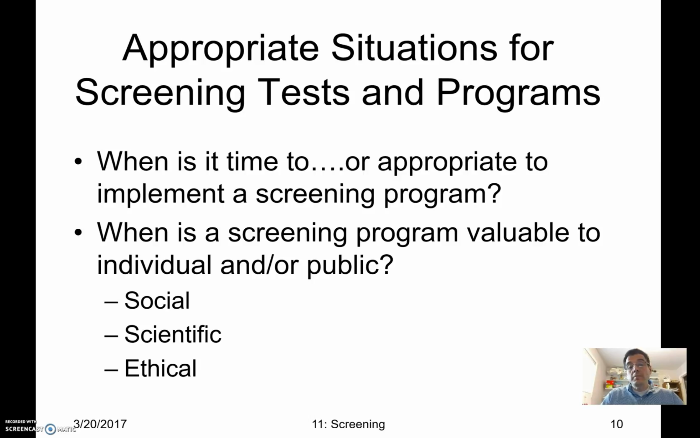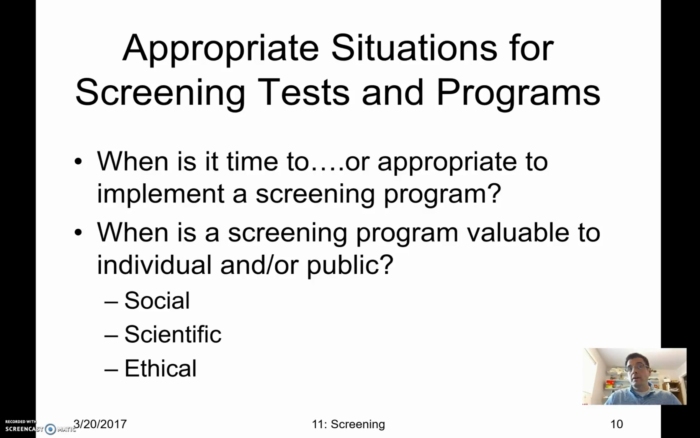So it really comes down to, when we talk about screening tests, that we need to understand that there are appropriate situations for screening tests and programs, and when they are to be implemented. Screening tests are not just to gather information, and there is a time and appropriate scenario when they should be implemented. Some of that you need to look at is how valuable that screening test is to an individual or to the overall public if we're looking at a community scenario.